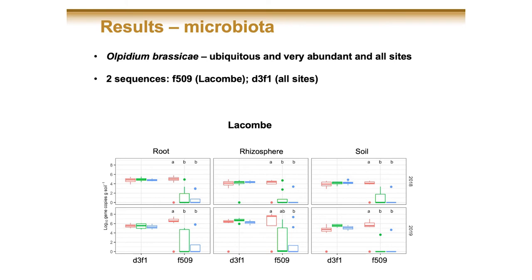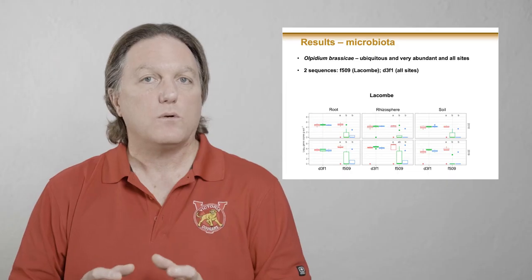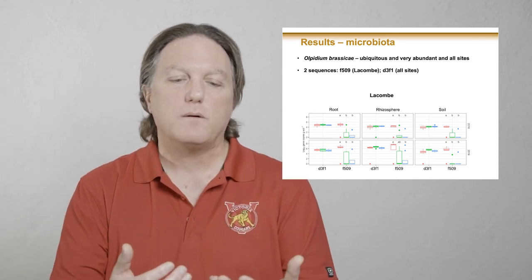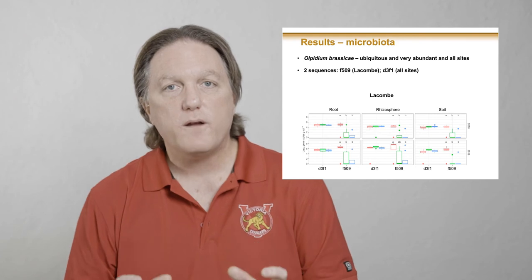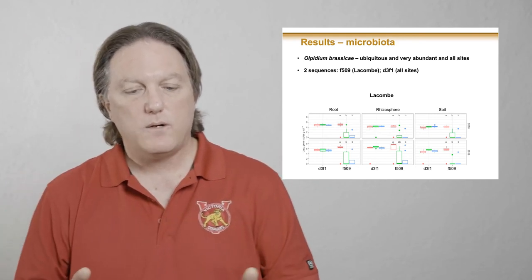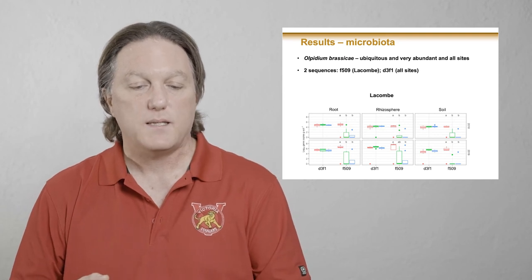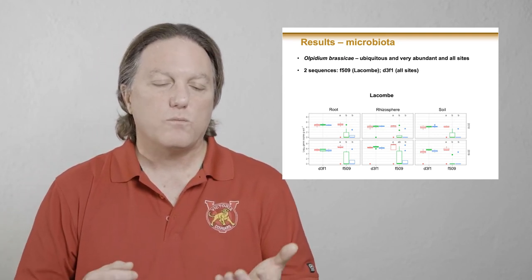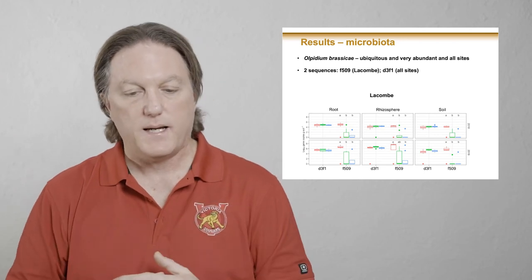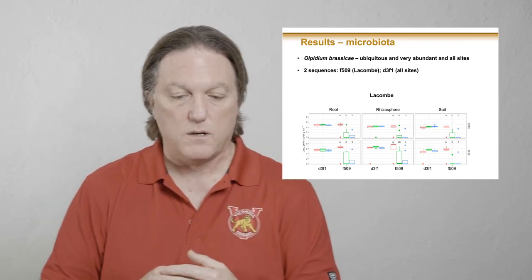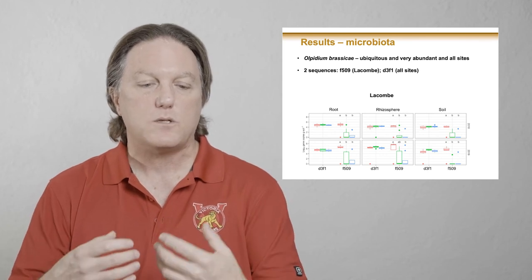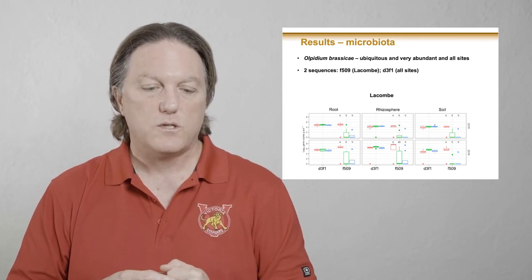One was codenamed F509, which we observed only at Lacombe, and another one was called D3F1. Both of them look like Olpidium brassicae, and they're both very similar to one another across about 250 nucleotides of sequence. They only differed at four places. But yet, despite this real similarity in terms of their taxonomic identity and the sequence that was observed, we see a significant difference in terms of their response to canola rotational strategies.